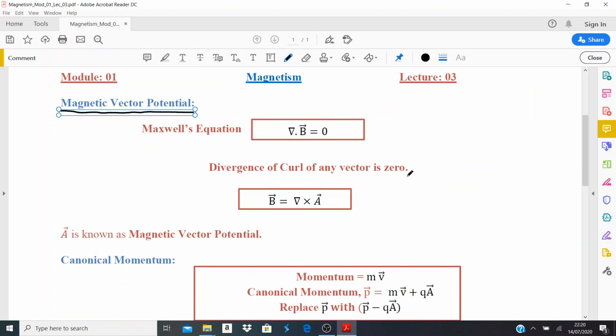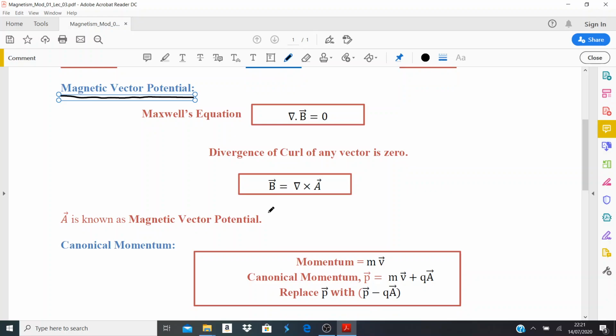But if you also recall from your vector calculus course, there is a theorem which says the divergence of curl of any vector is 0. So since B is a vector whose divergence is 0, it implies that B should be written as a curl of some vector quantity. And the quantity that one uses to define B is the magnetic vector potential. So this is how one can introduce the concept of vector potential in electromagnetism.